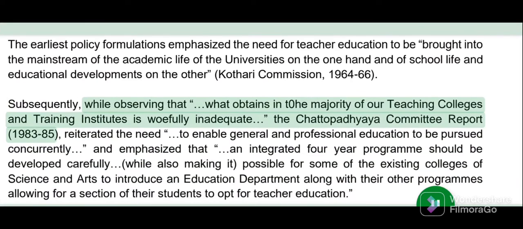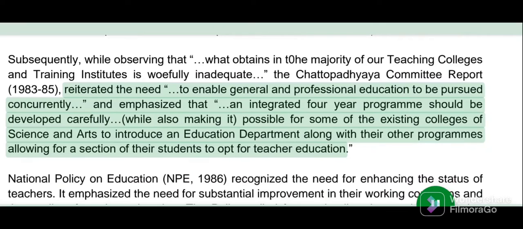Subsequently, while observing that what obtains in the majority of our teaching colleges and training institutes is woefully inadequate, the Chattopadhyay Committee Report 1983-85 reiterated the need to enable general and professional education to be pursued concurrently, and emphasized that an integrated 4-year program should be developed carefully, while also making it possible for some of the existing colleges of science and arts to introduce an education department along with their other programs, allowing for a section of their students to opt for teacher education.